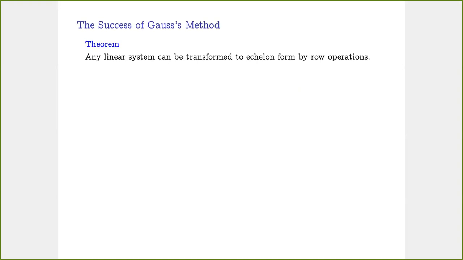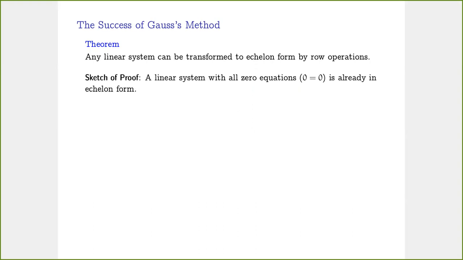Given a linear system, you might wonder whether it can always be transformed to echelon form. And the answer is yes, it can. Gauss's method is always successful. Here's the theorem. Any linear system can be transformed to echelon form by row operations. Here's a sketch of the proof.